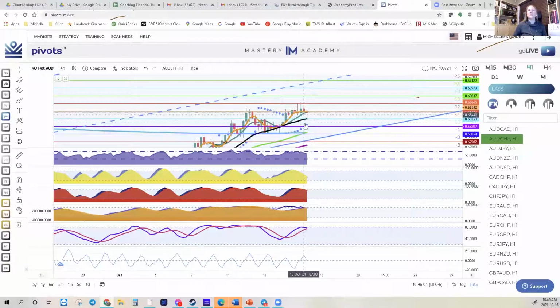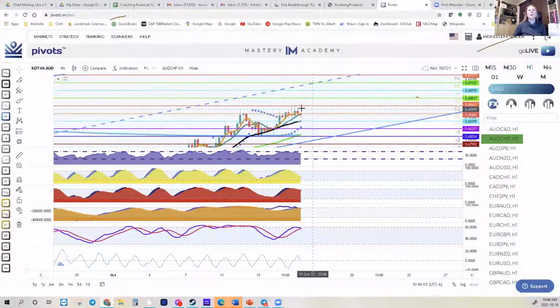No, because it's in the channel here, what I would wait for is to see whether or not the market comes back down, bounces off this 21, and then I can get back in for a buy. But I'm going to get in off my lower time frames.